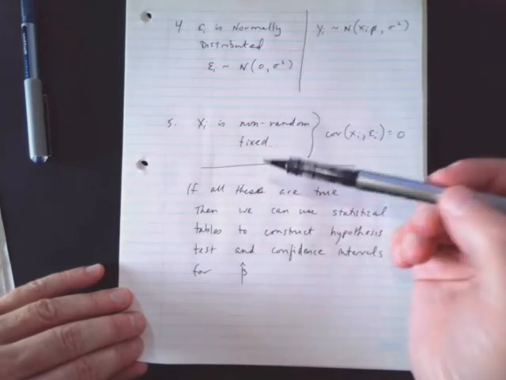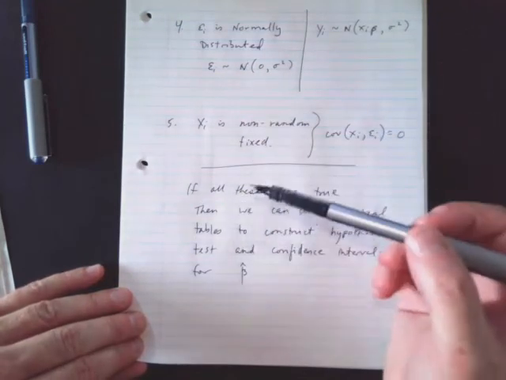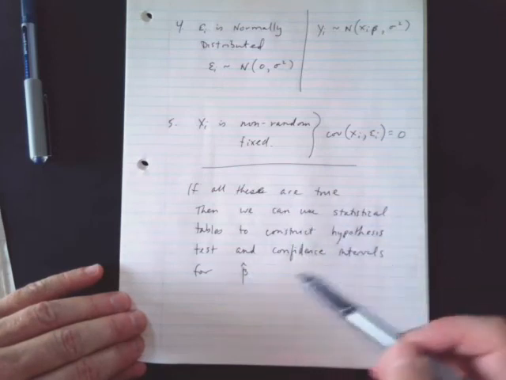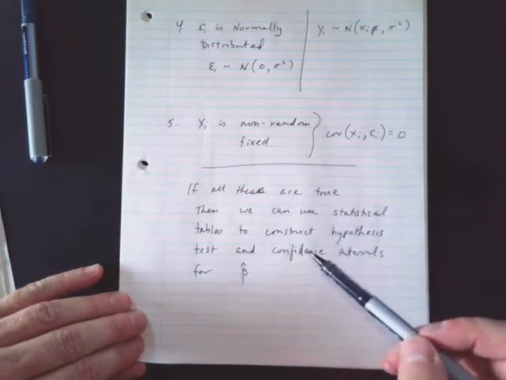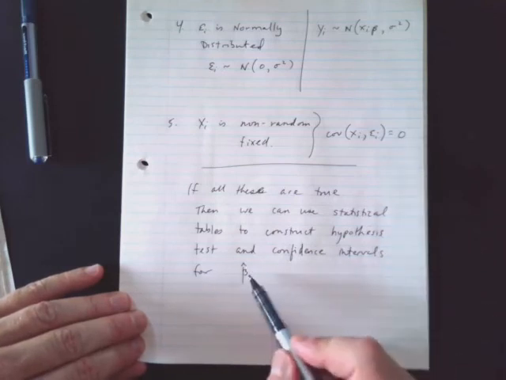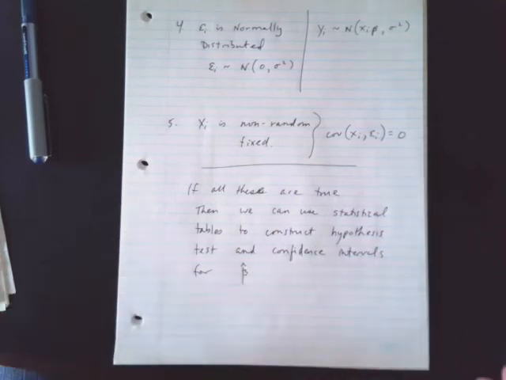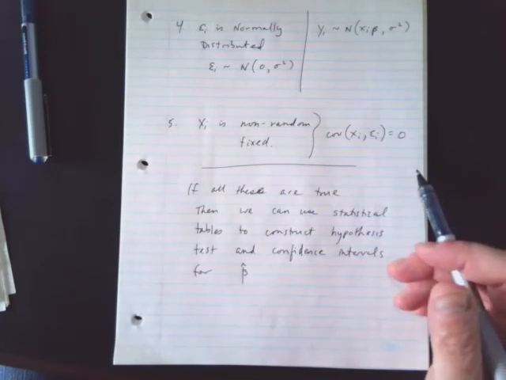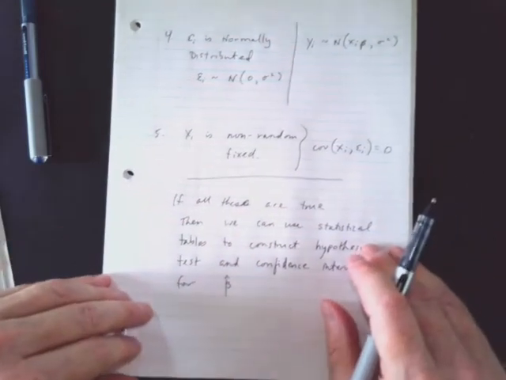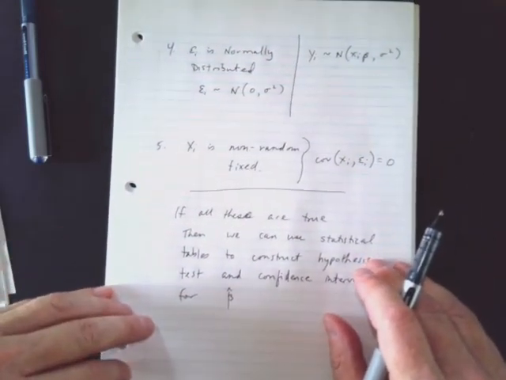We'll go through the assumptions one by one, and for each one we'll say, well, what if it's not true? If it's not true, and we apply the formulas that we're learning, then we'll get the wrong answers. We might get biased estimates of beta hat, or we might get biased estimates of the variance of beta hat, and then we have to figure out how to fix that. And that is really what the rest of the course is about.